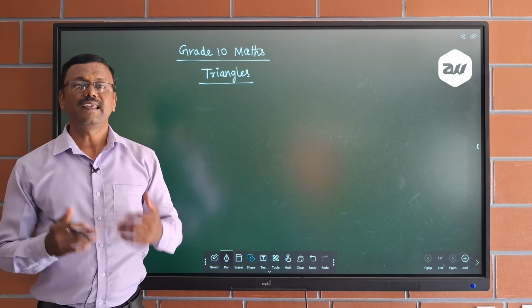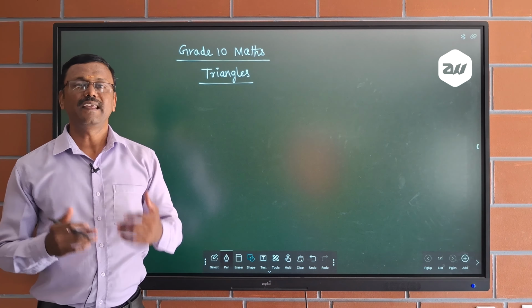Basic proportionality theorem. In short, we say that it is BPT. BPT means what? Basic proportionality theorem. So it is also named Thales theorem. Why? Thales, the Greek mathematician, found this theorem, so that's why it is also named Thales theorem. Okay, so what does the theorem say?